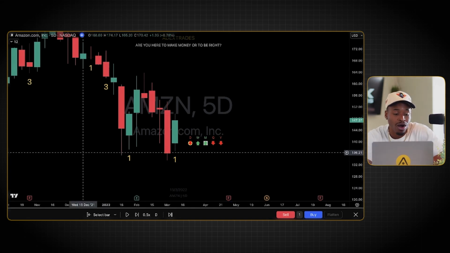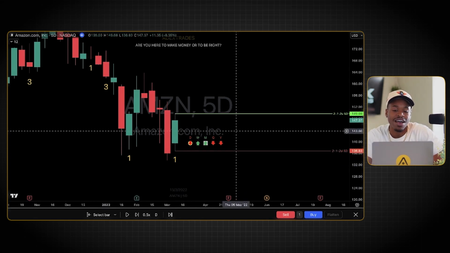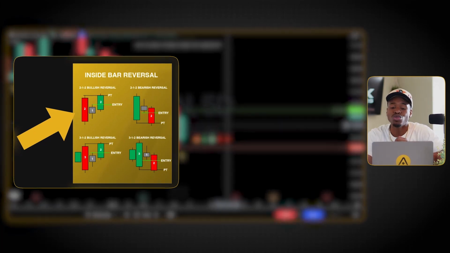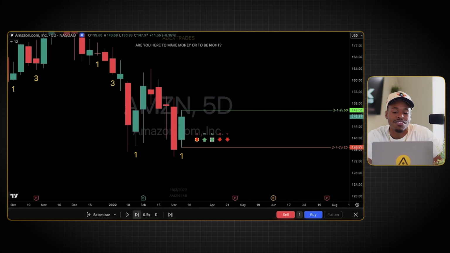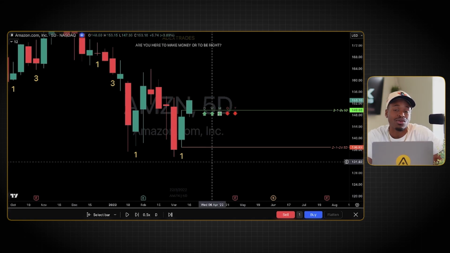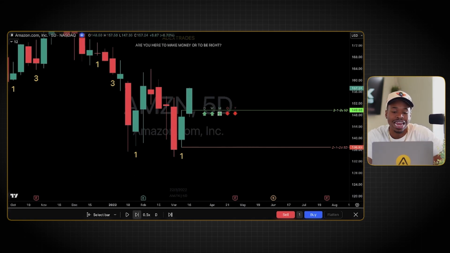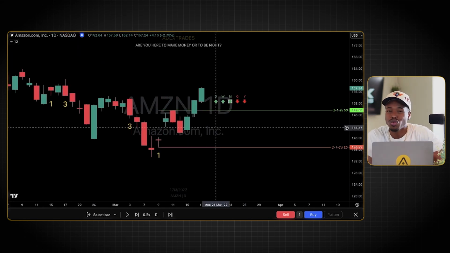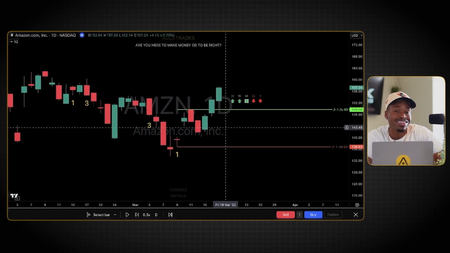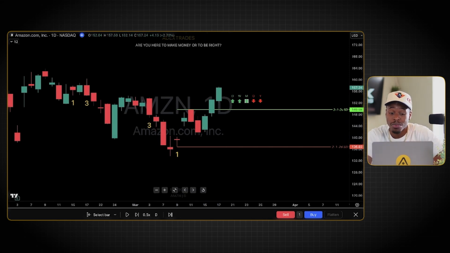So if we were to mark our high and low of this 5-day candle, we have a potential 2-1-2 reversal to the upside or a 2-1-2 to the downside. Now watch what happens when we get a new 5-day candle. You can see that it breaks a 2-1-2 reversal to the upside and it gets to its target. Now, if we look at this back on the daily, you probably wouldn't have noticed that we were inside on a higher time frame. But once we broke that 2-1-2 up on the 5-day, you can see that breakout continue for Amazon.